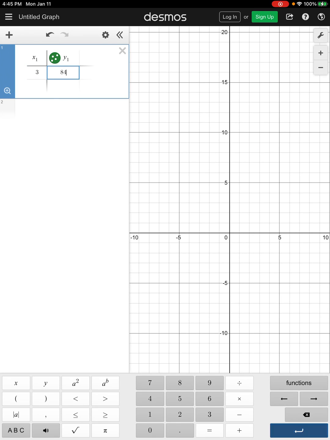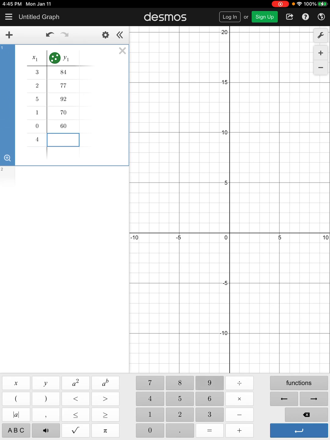So I've got 3, 84. That's my first person. My second person studied 2 hours and got a 77. My third person studied 5 hours and got a 92. My next person studied 1 hour and got a 70. The next person didn't study at all and got a 60, so 0, 60. Next person studied 4 hours and got a 90 for their grade. And the last person studied 3 hours and got a 75.